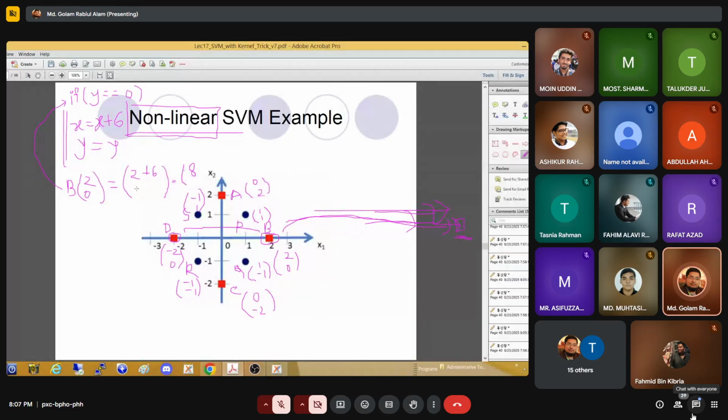And how about the y? Y will not change, because y equals y, so y is the same, 0. That means (8, 0). So B will be translated to another location. Let's say this is our B prime, and B prime will be (8, 0).